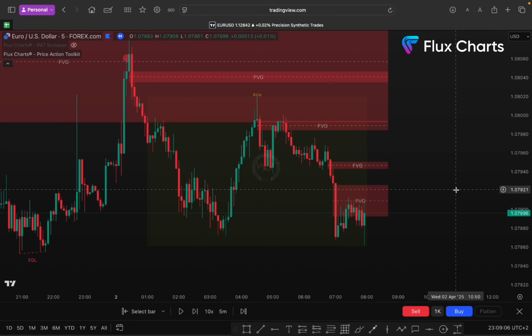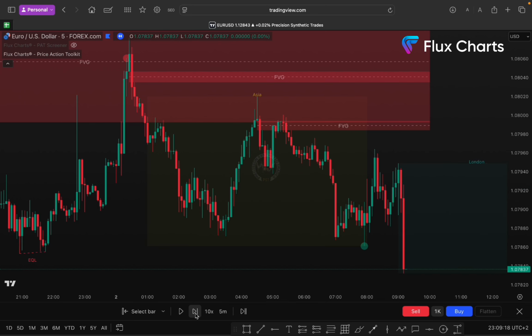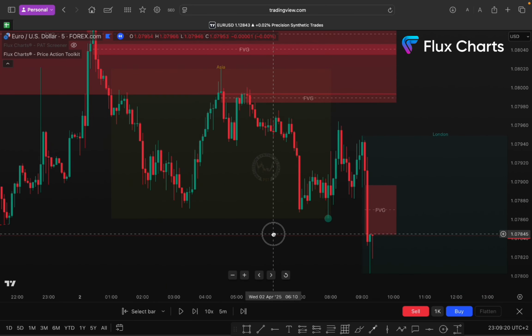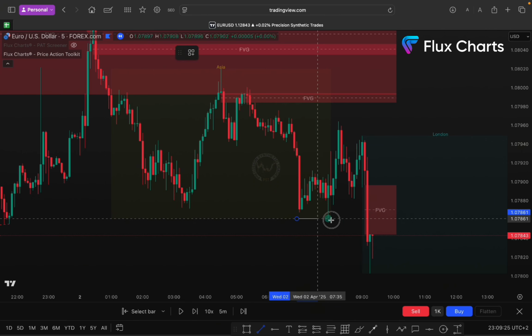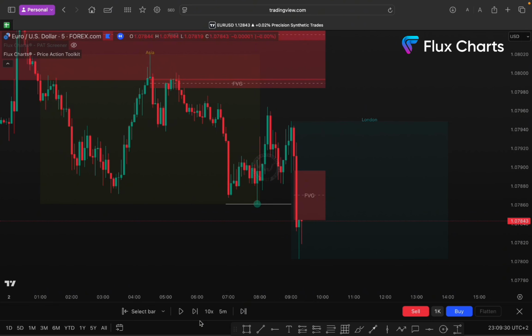Alright, so let's look at this last example. Asia session is about to finish. Let's see if Asia lows or highs get swept. There we go. So Asia lows has been swept. What we need to do now, we need to wait now for a fair value gap to the upside. Let's see if we get one.